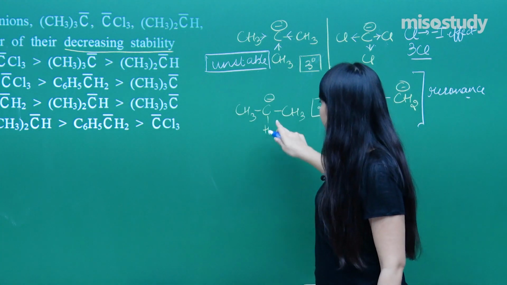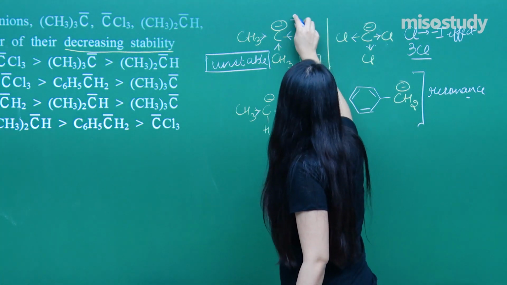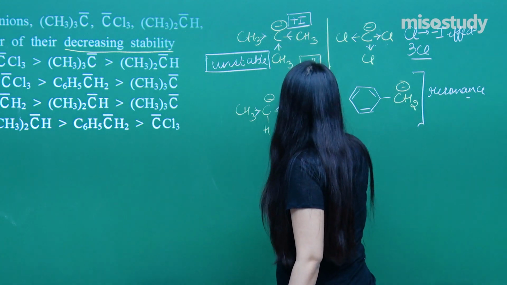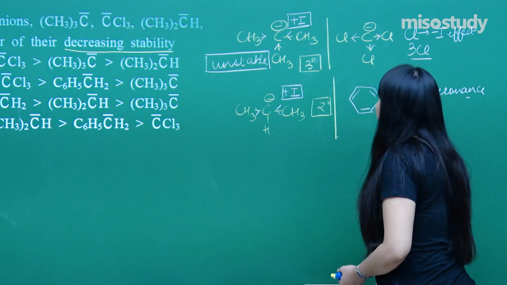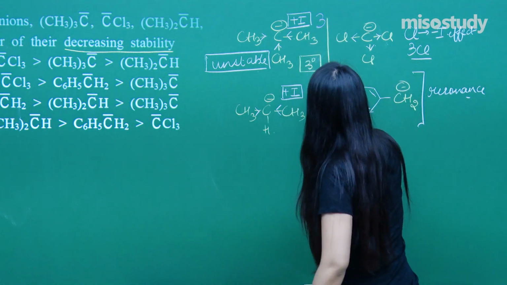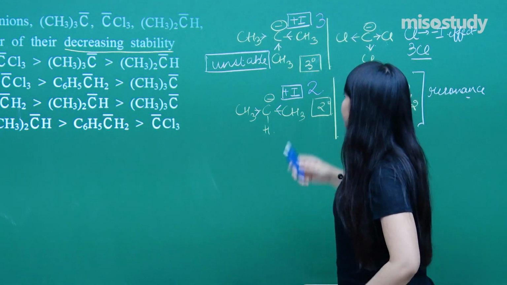And what do I have here? I have got 2 plus I effect showing groups. This is plus I effect, let me just mention over here, and this as well. So here I have got 3 groups showing the plus I effect, and over here I have got 2 groups showing the plus I effect.